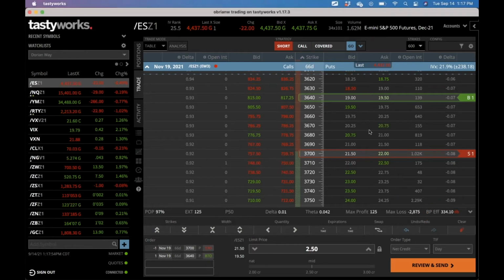I'm a little confused here. On the last ES one, where you collected $120 for it on the 31 days to expiration, are we now done with that one and you're not doing a hedge, or is this a hedge or what?